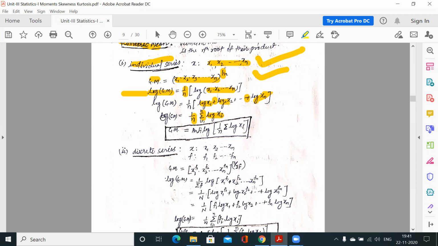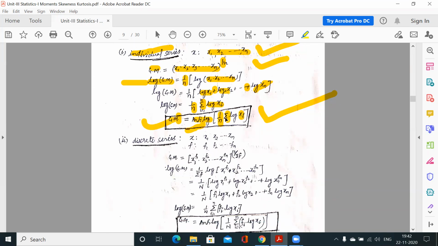So this is the log of geometric mean. Again, we have to calculate the geometric mean. So geometric mean is the anti-log of this value. So directly we will apply this formula. Once we have an individual series, we will take the log of each value in the data series. We will add all log values, divide that by the number of observations, and take the anti-log of that value. This will represent our geometric mean. So this is very simple.